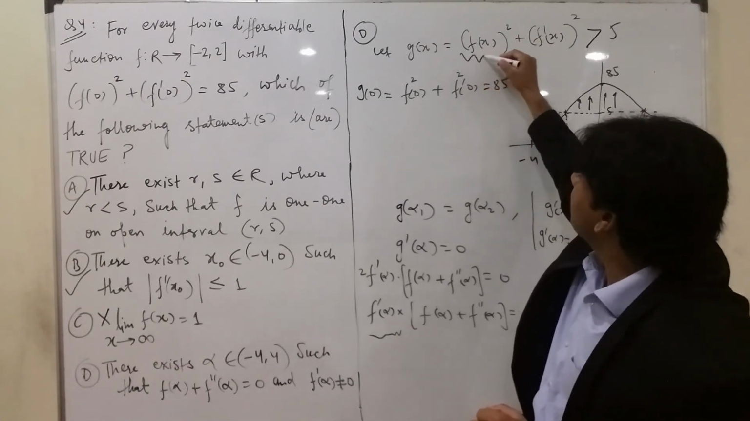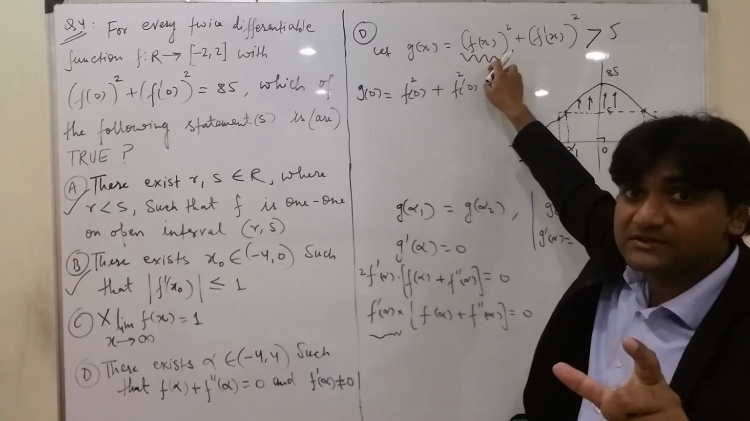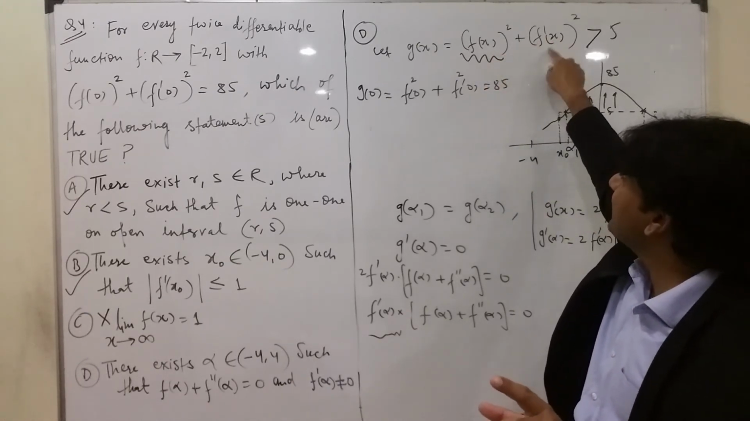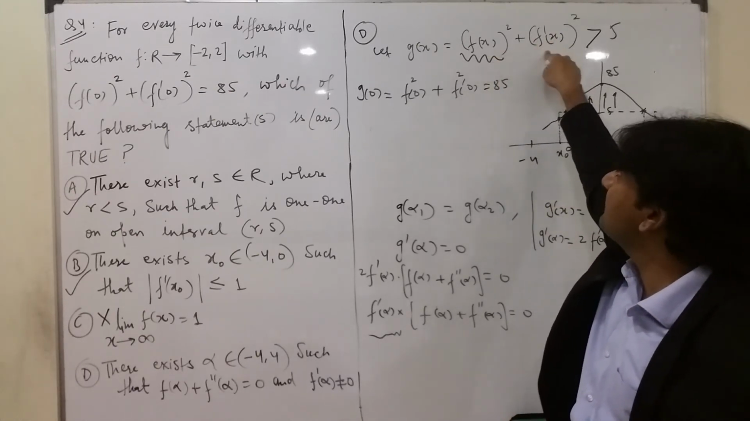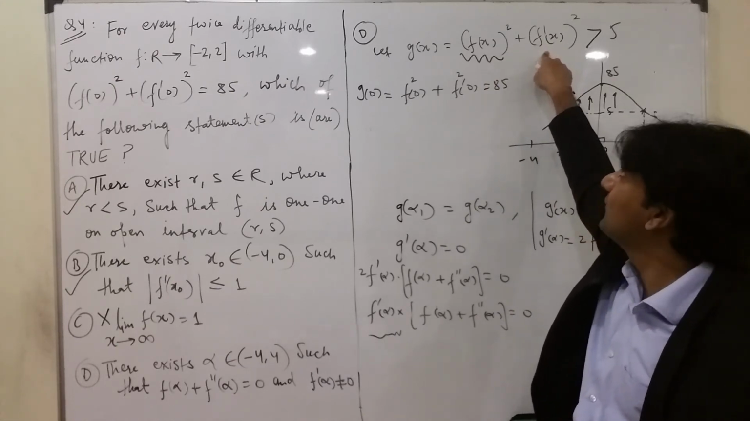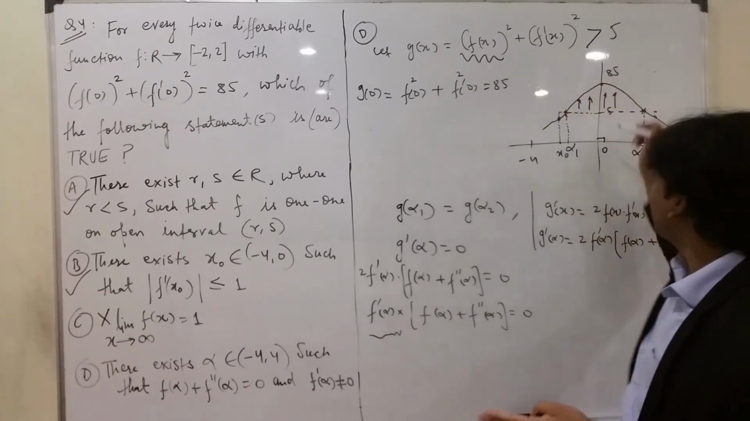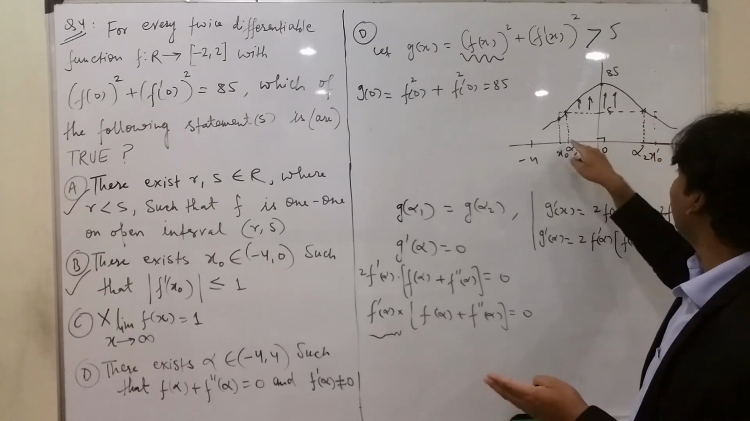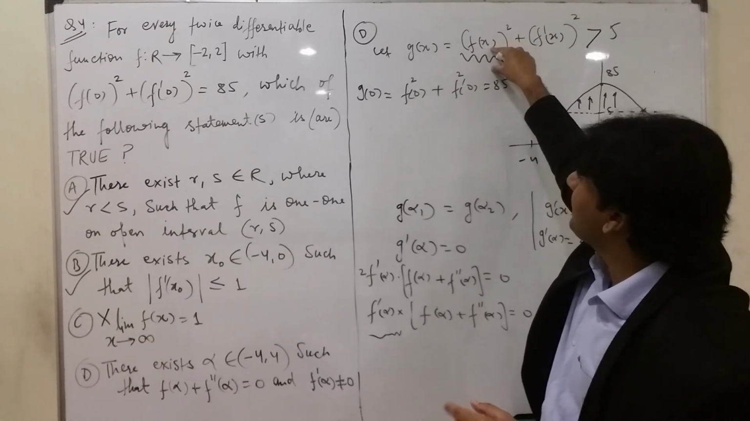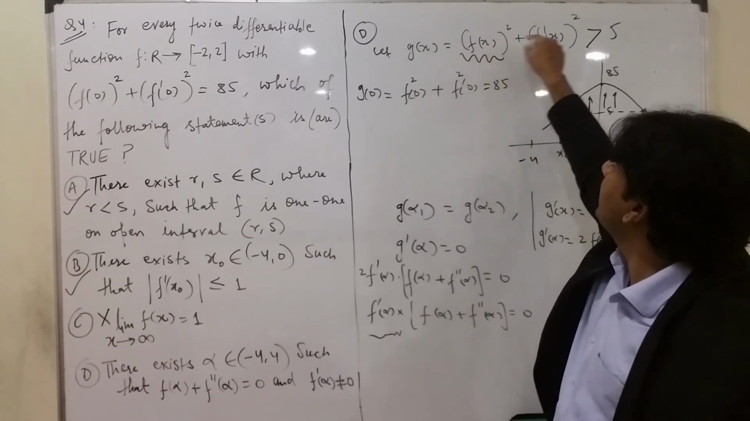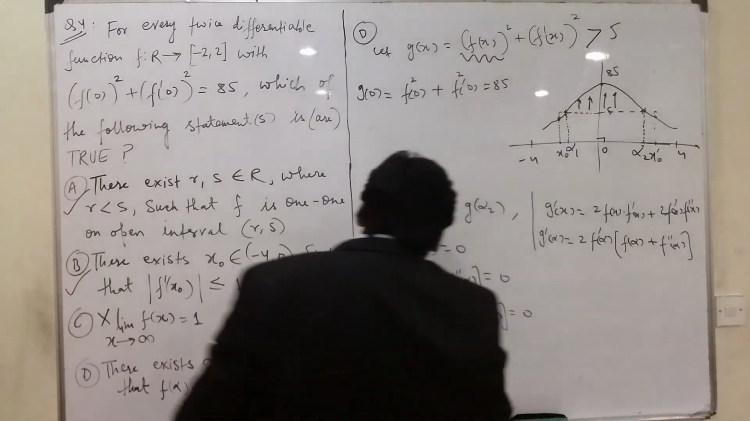And we know the maximum value of (f(x))² is 4. So when maximum is 4, obviously this must be greater than 1. Because if the maximum is 4, then f'(x) squared must be greater than 1. So it means f'(x) from alpha 1 to alpha 2 can never be 0. So we understood that if (f(x))² maximum is 4, then this cannot be 0, it must be greater than 1.